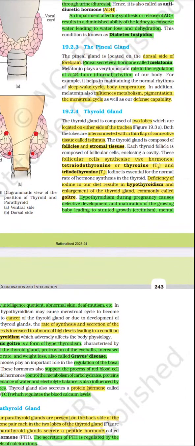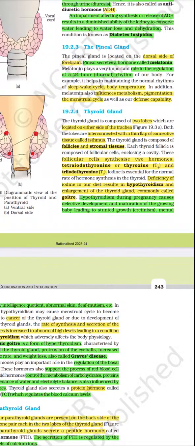Thyroid gland. The thyroid gland is composed of two lobes which are located on either side of the trachea. Both lobes are interconnected with a thin plate of connective tissue called isthmus. The thyroid gland is composed of follicles and stromal tissue. Each thyroid follicle is composed of follicular cells enclosing a cavity. These follicular cells synthesize two hormones, T4 and T3.